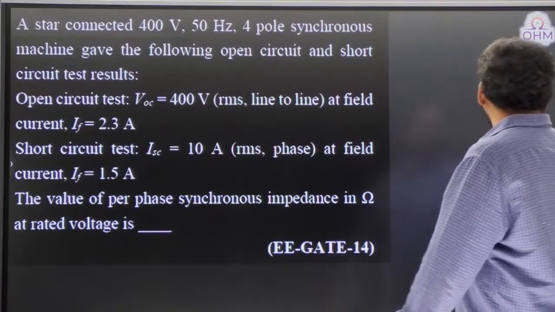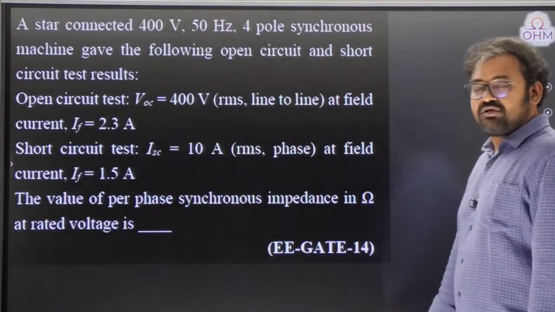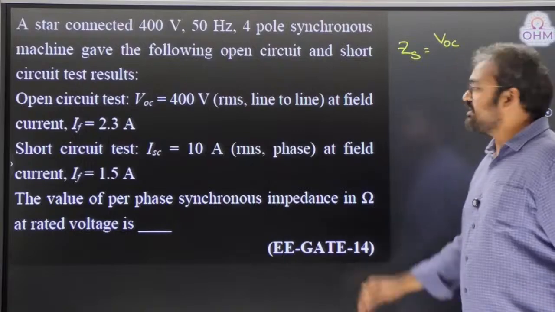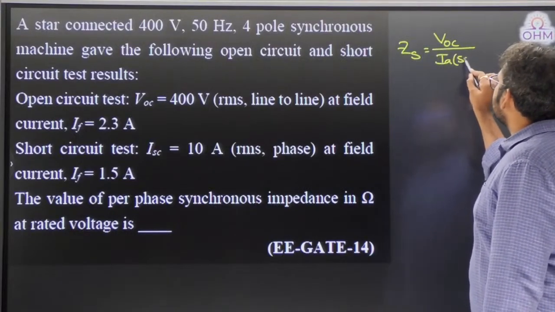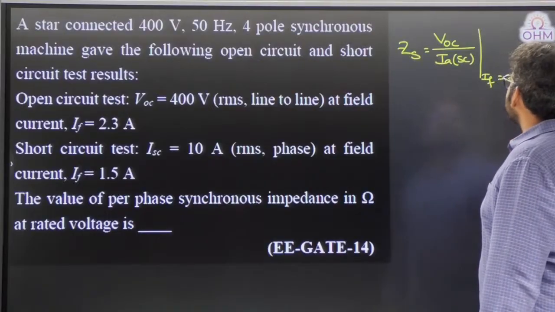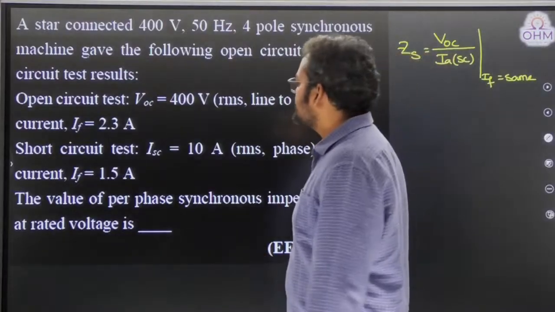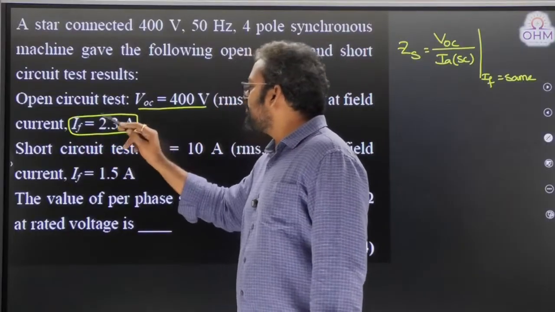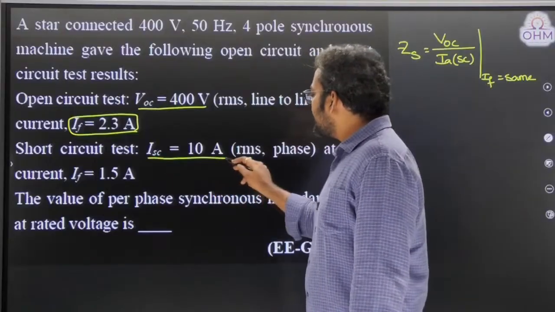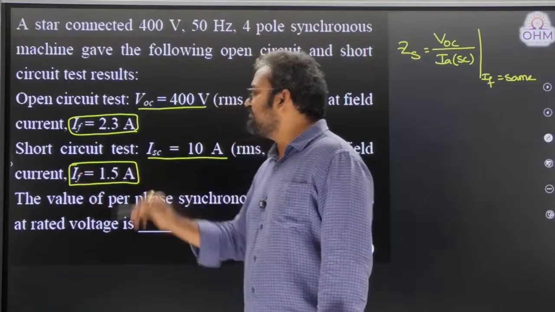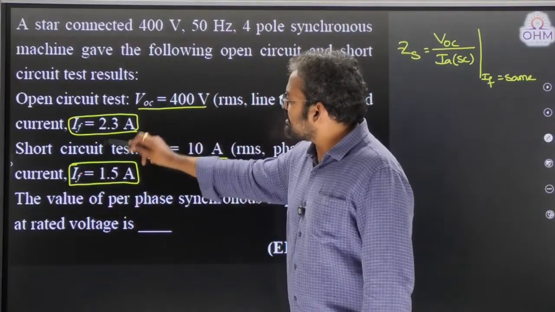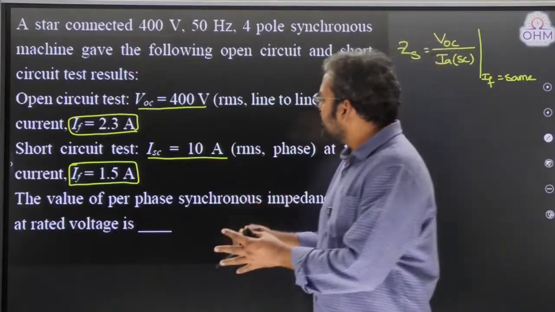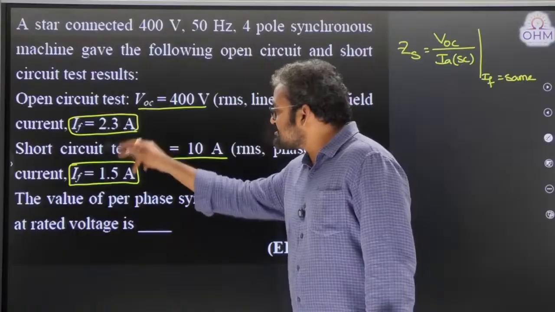We are asked to calculate the per phase synchronous impedance. So you all know we studied the formula already. Synchronous impedance is equal to open circuit terminal voltage divided by short circuit armature current. But the important thing is that both of these must be measured at the same field current. That is the problem here. You see that in the open circuit test, the voltage was 400 volt, measured at a field current of 2.3 ampere. Short circuit current is 10 ampere, but it was measured at a field current of 1.5 ampere. So OC and SC are both measured at two different field currents. Therefore, direct values will not give you the correct answer for ZS. So I want to know the open circuit voltage and short circuit current at the same field current.